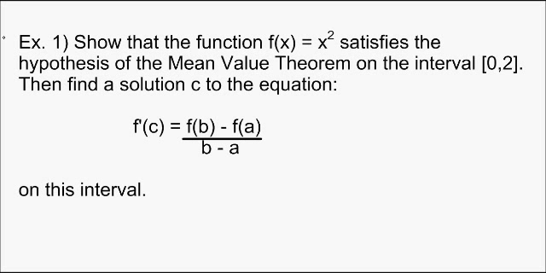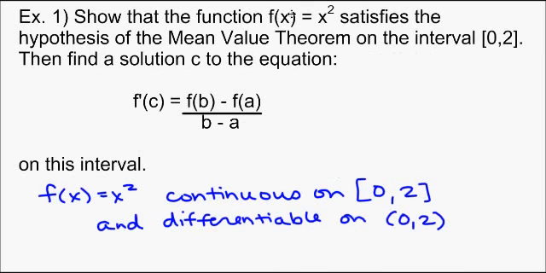Example 1. Show that the function f of x equals x squared satisfies the hypothesis of the mean value theorem on the interval 0, 2. Then find a solution c to the equation f prime of c equals f of b minus f of a divided by b minus a on this interval. We know that f of x equals x squared is a continuous function because it's a polynomial function. We also know that this curve is a very smooth curve. There are no jagged, pointy parts, so it will be differentiable.